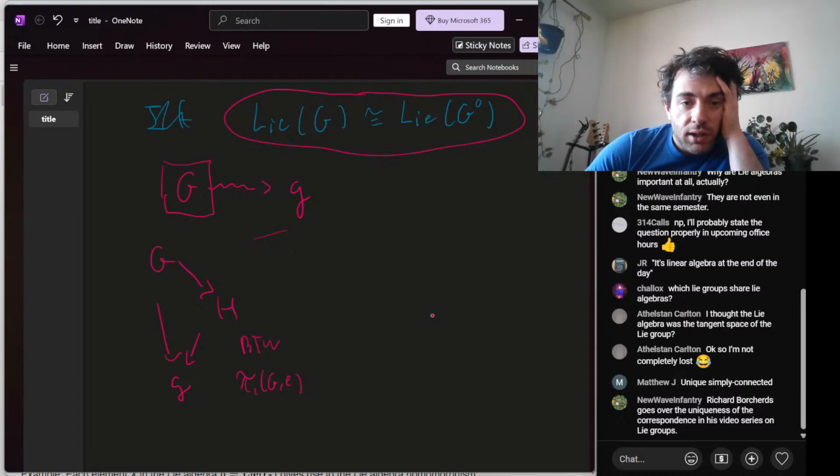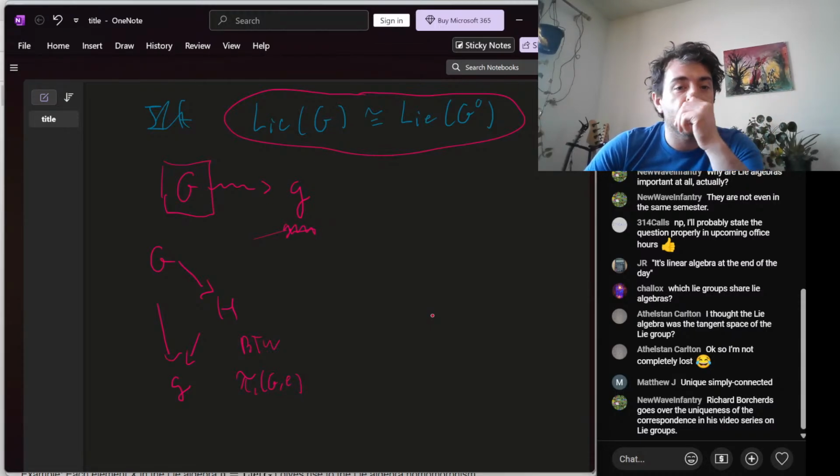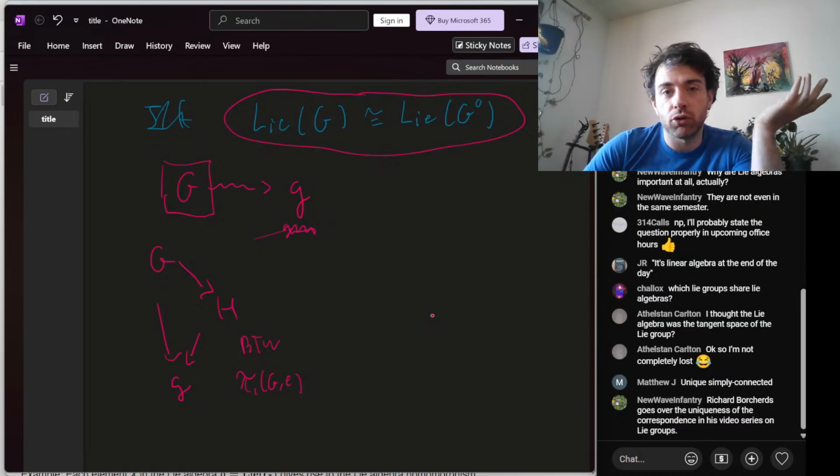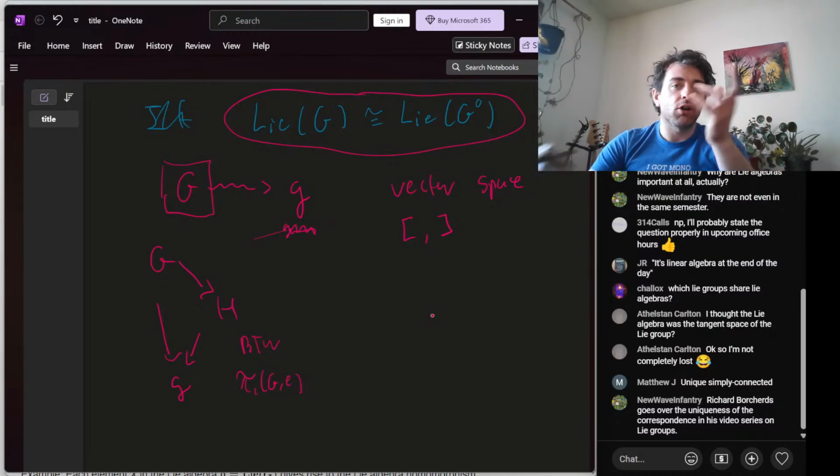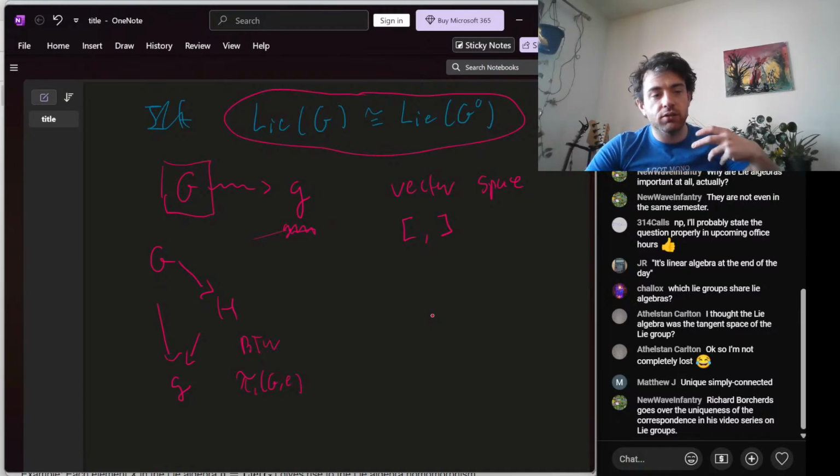And so why is this some advantage though? Well, I just told you that the only thing we really understand is linear algebra, and a Lie algebra is what? It's a vector space equipped with some sort of operation on that vector space called a Lie bracket. So now we can bring all of the tools that we have to bear on Lie algebras, and therefore learn information about the Lie groups that we cared about.